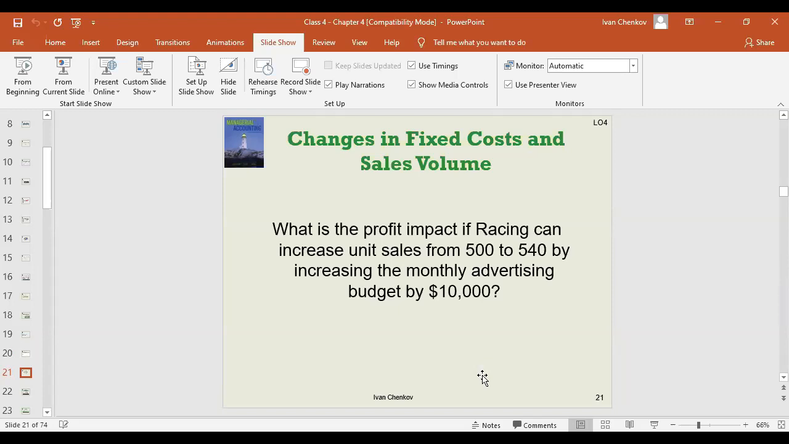These people say, okay, first option, let's change the fixed cost and hope that the sales go up. So they're increasing the advertising by $10,000, and that increased the sales by 40 units. The question is, is that increase of 40 units in sales enough to cover the advertising budget? How much was the contribution margin per unit for the bike?